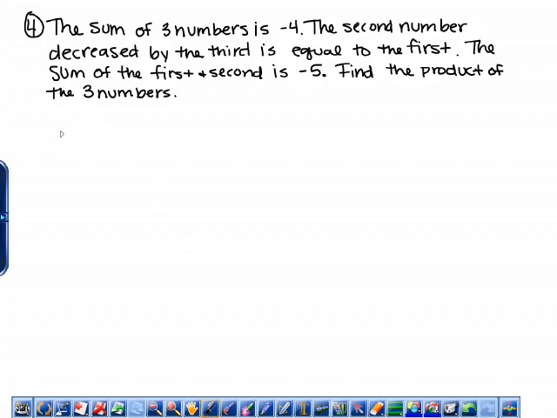Okay. So we've got to set up a system. How many variables are going to be in my system? 3. So how many equations do I need? 3. So I'm going to go ahead and let x be my first number, y be my second number, and z be my third number.